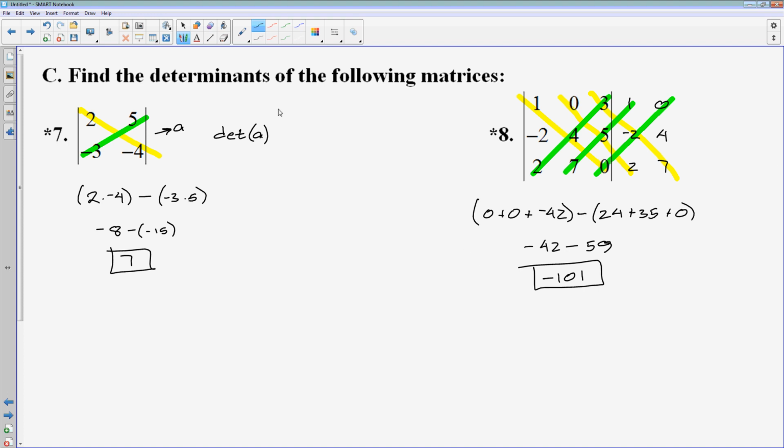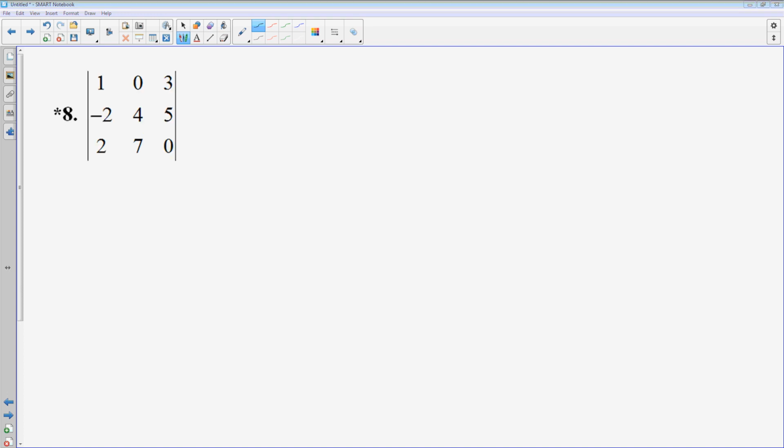I do want to show y'all another way to do this one, just in case some of y'all want to do the second technique for number 8. And that technique is called expansion by minors. If y'all remember, this is the one where you always keep the first row hidden, and then we start by covering up the first column.